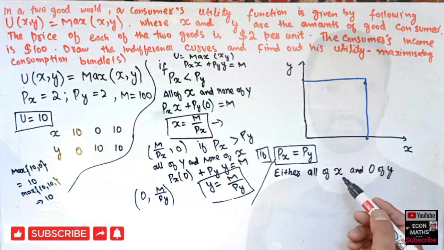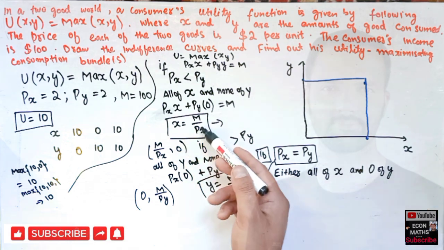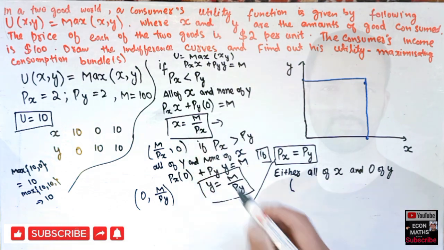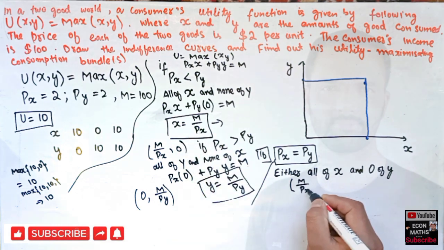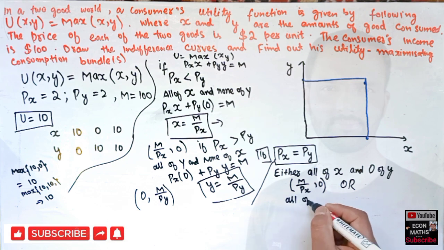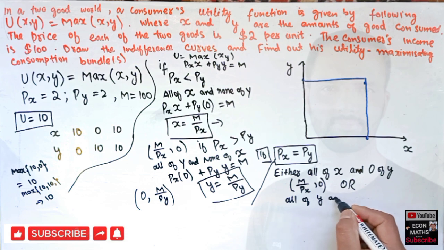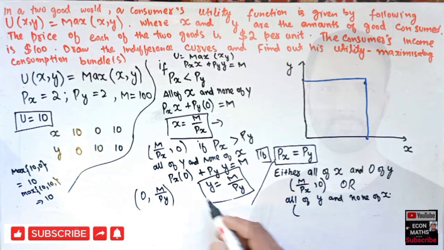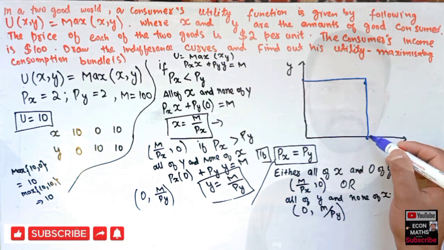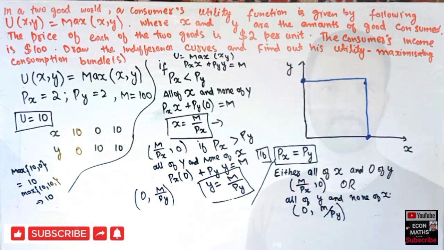So when he consumes all of x and 0 of y, the combination would have been m upon px and 0, or he will consume all of y and none of x. That means he will consume this very bundle which we have shown here, 0 and m upon py. So the consumer in this case will have the optimal consumption bundle at the corner. So we would have the corner solution.